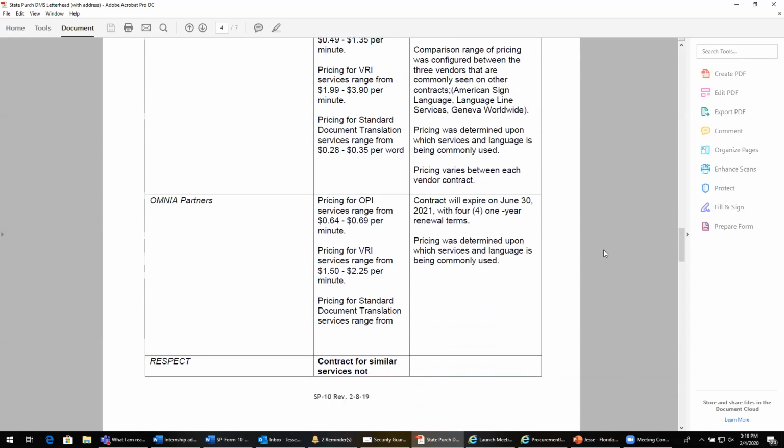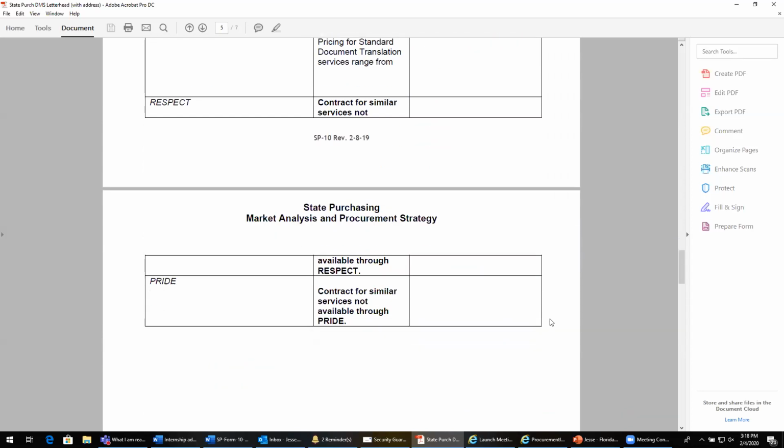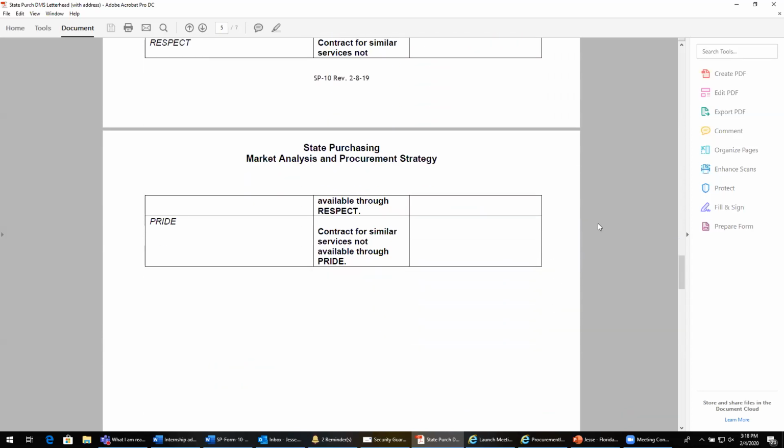And then we also look at other co-ops. So we looked at Omnia in this case and documented their pricing as well. Here in Florida, we have something where we need to look at respect and pride, and those are folks with disabilities in the prison industry, and we do encourage purchasing through them, so that's why you'll see that they were on our maps for this one.